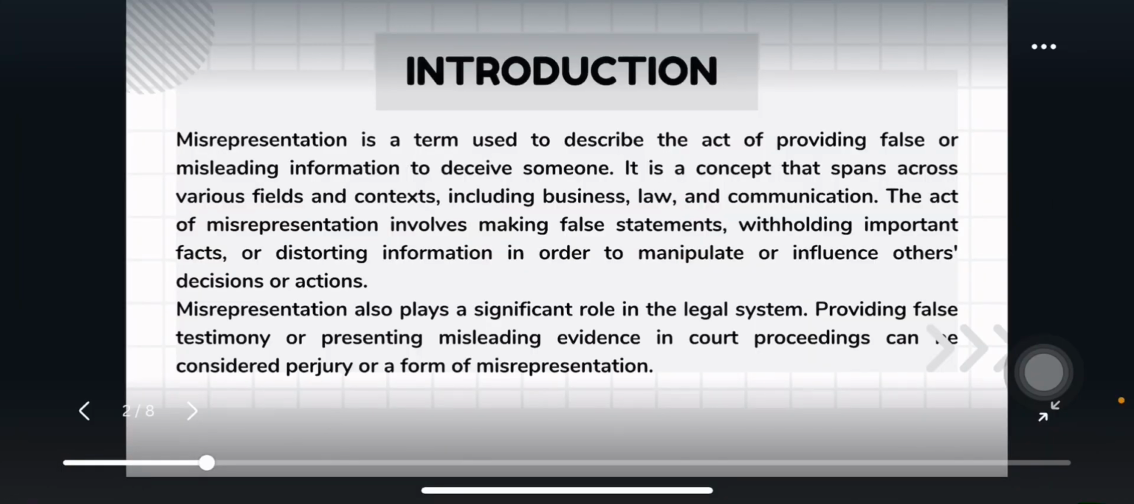Let me start with the introduction. What is a misrepresentation? Misrepresentation is a term used to describe the act of providing false or misleading information to deceive someone. It is a concept that spans across various fields and contexts, including business, law, and also communication. The act of misrepresentation involves making false statements, withholding important facts, or distorting information in order to manipulate or influence others' decisions or their actions.